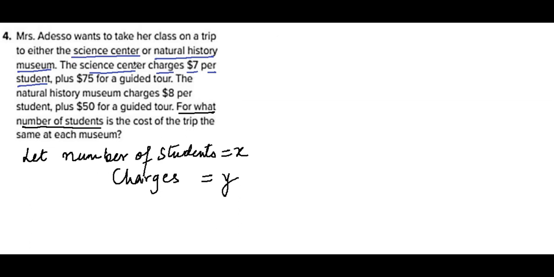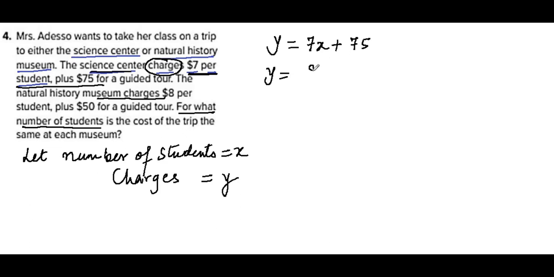Now firstly, for the science center, what is the equation? 7 per. So charges for the science center is y equal to 7 per. Per means, I told you, whenever per or each is given, write x, so 7x plus 75. So this is my first equation from the information given in the question. The second one is for the other one, museum charges: y is equal to 8 per, per means x, so 8x plus 50.